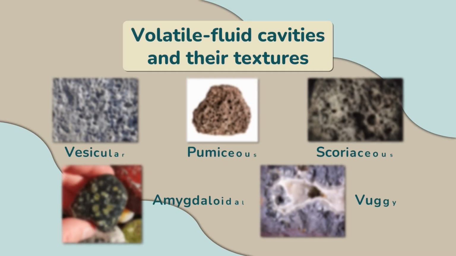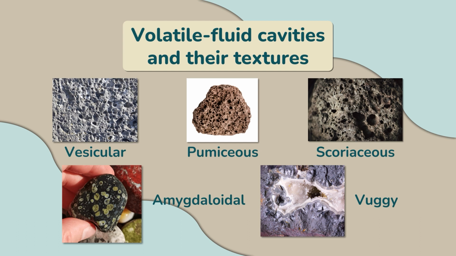Now volatile fluid cavities and their texture, depending upon the degree of vesicularity, can be divided into different types: vesicular, pumiceous, scoriaceous, and later, when these open spaces are filled up by secondary silicates, amygdaloidal or buggy structures. What is the difference between scoriaceous and pumiceous structures? There are two types of structures. They can be distinguished here.